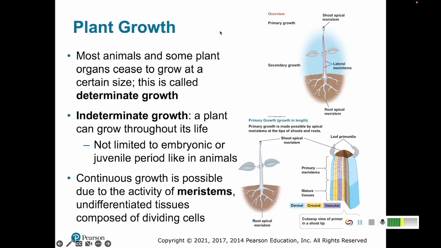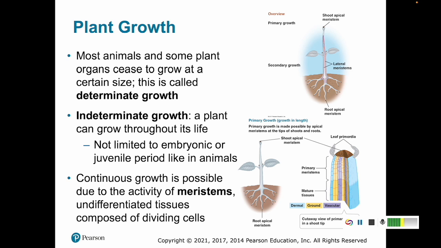Welcome back to biology. We are talking about how our plants grow. So, as people, we grow to a certain size. We grow through our childhood, through our adolescence, and right around college age, we have hit the limit of how tall we're going to get. That's called determinate growth. Some plants also have determinate growth.